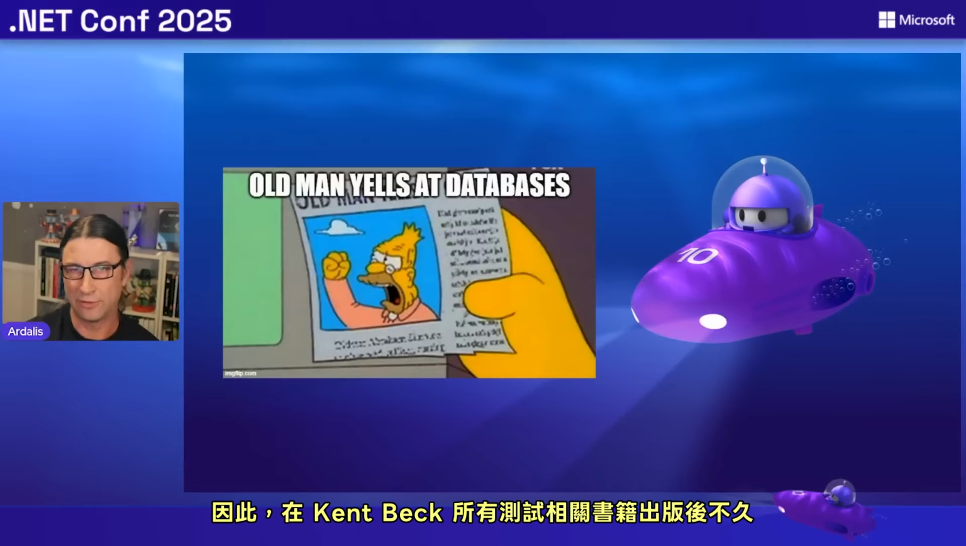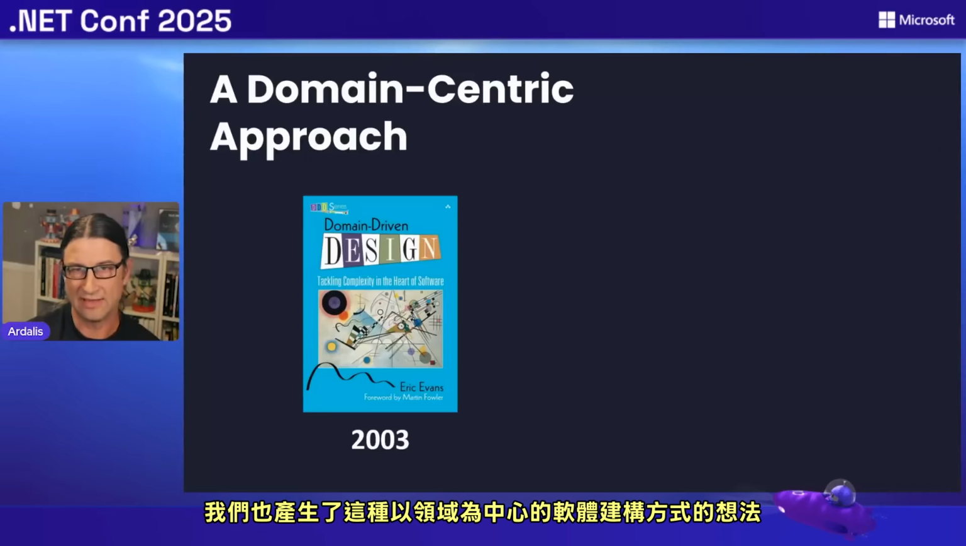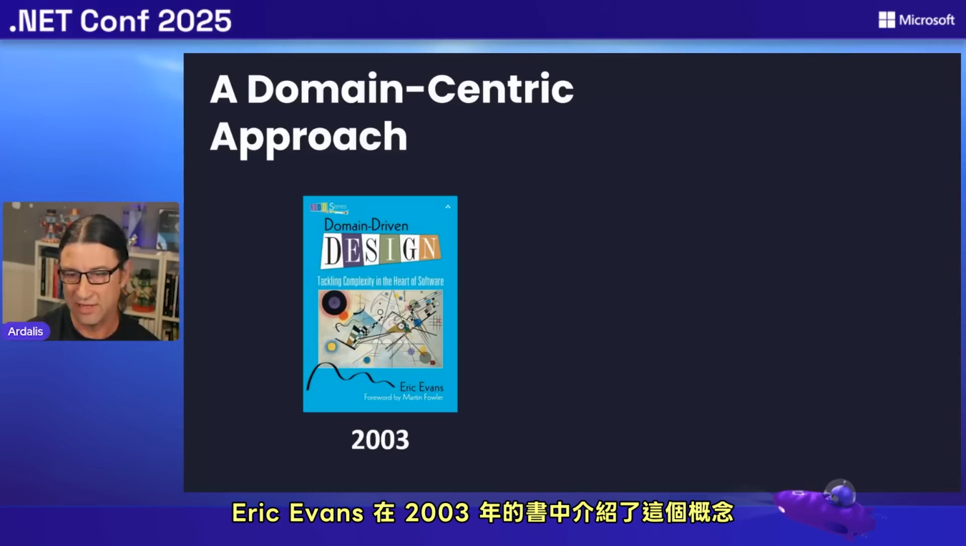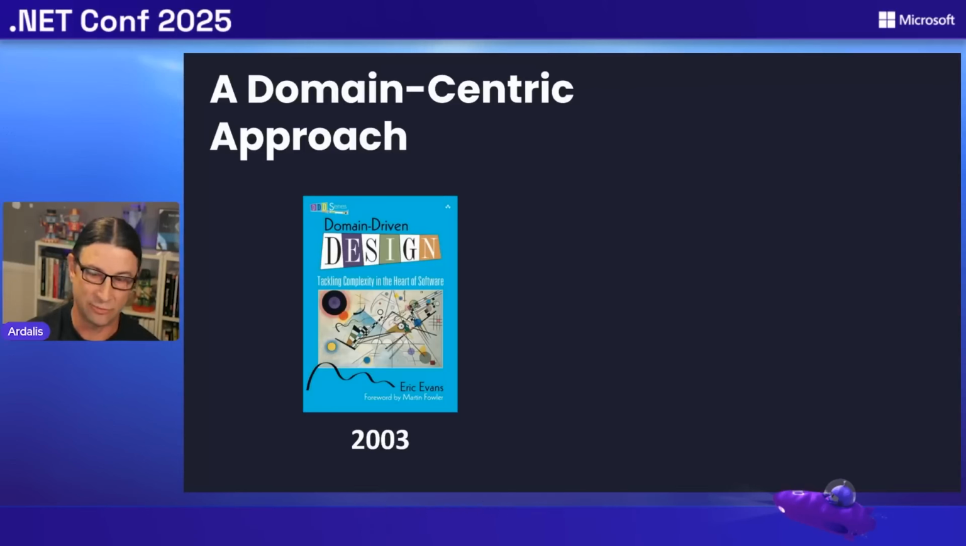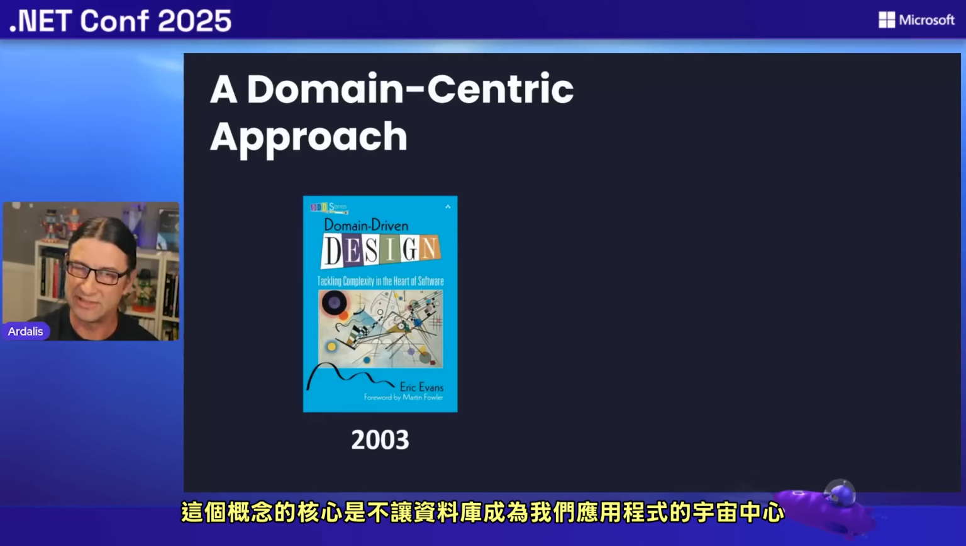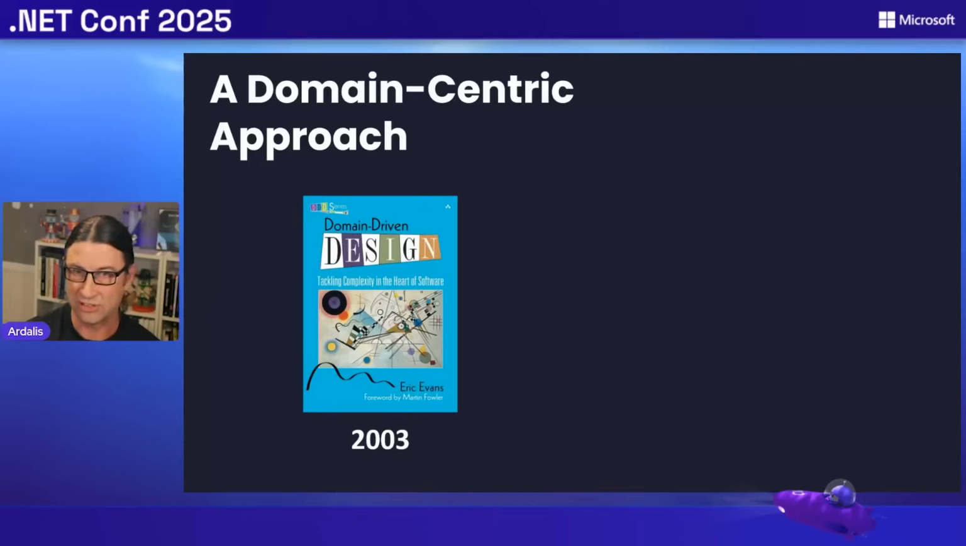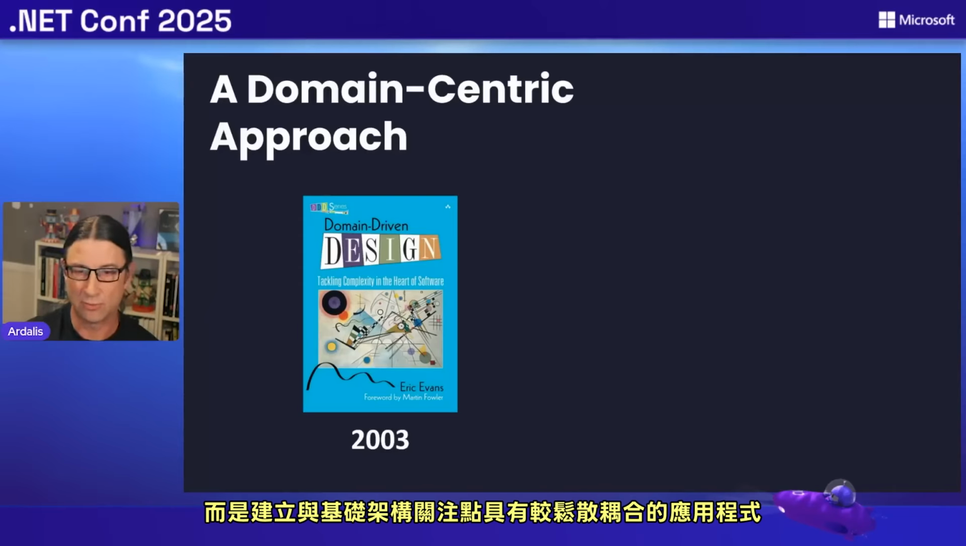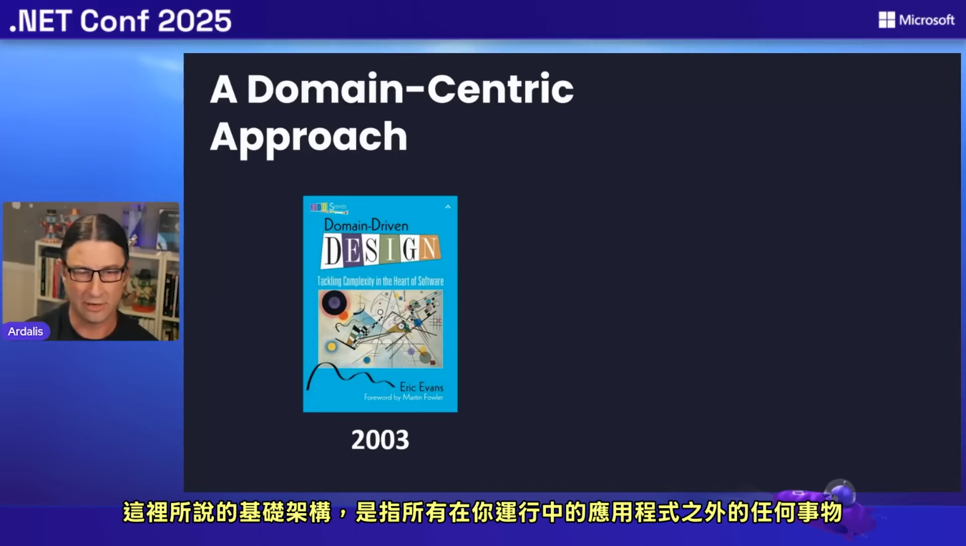So shortly after all the testing books came out from Kent Beck, we also had this idea of this domain-centric way of building software. And Eric Evans introduced this in his book in 2003, which is about 22 years ago. And the idea with this was that instead of having the database be the center of the universe for our applications, we would write applications that were more loosely coupled to the infrastructure concerns that they had, where what I mean by infrastructure is anything that's outside of the process of your running application.